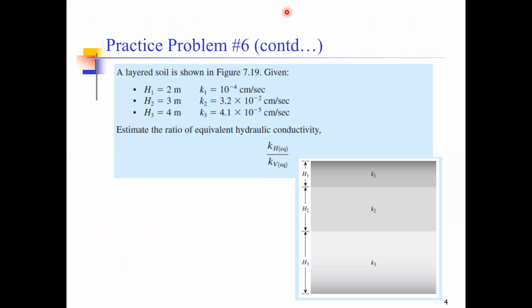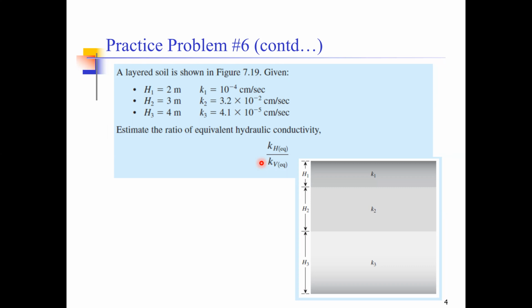Now let's solve a couple of examples to see how it is practically used. The problem says, now these example problems have been taken from the book by Das. A layered soil is shown in the figure here, in which H1, the height of the first layer, is given as 2 meters, the height of the second layer is given as 3 meters, the height of the third layer is also given, and the coefficient of permeability in each layer is also given. What we are required to do is determine the ratio of equivalent hydraulic conductivity, that is, hydraulic conductivity parallel to the layers divided by hydraulic conductivity perpendicular to the layers.